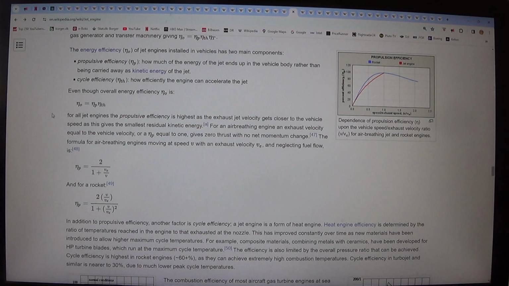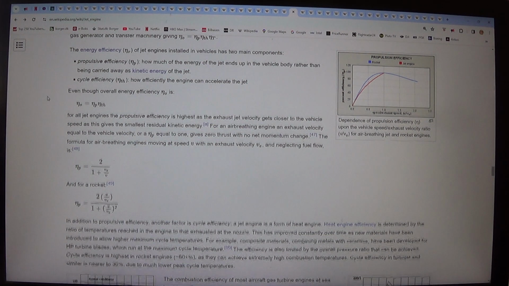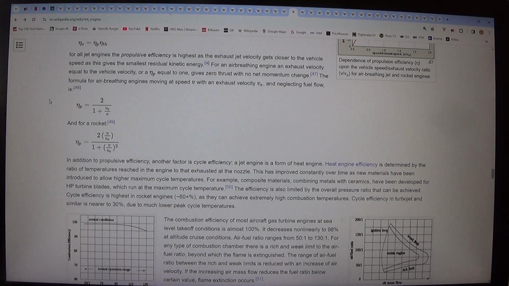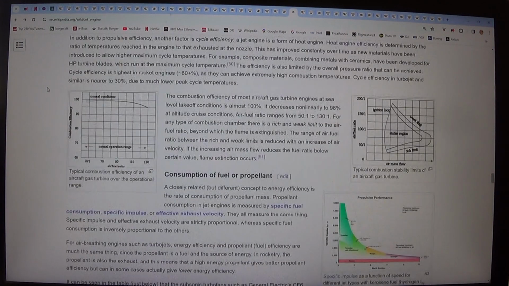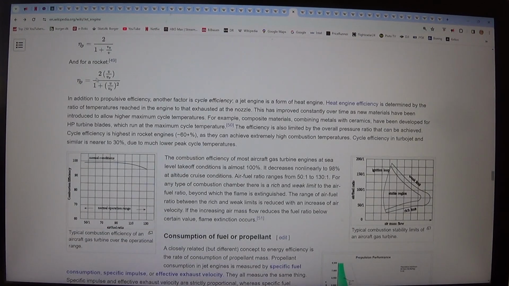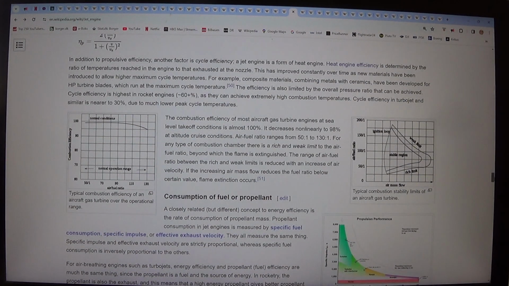The formula for air-breathing engines moving at speed V with an exhaust velocity V sub E, and neglecting fuel flow, is eta sub P equals 2 over (1 plus V sub E over V). And for a rocket, eta sub P equals 2 times (V over V sub E) over (1 plus (V over V sub E) squared).